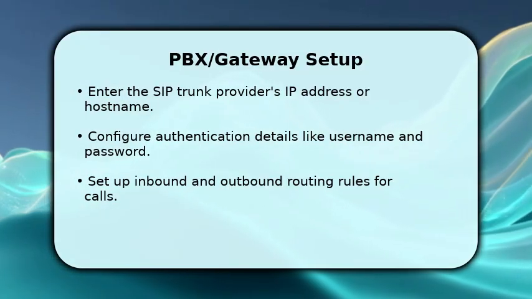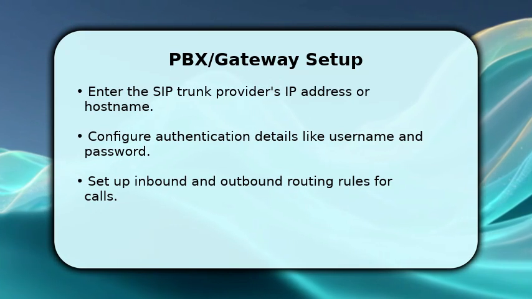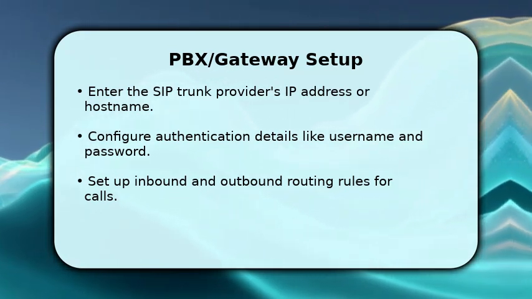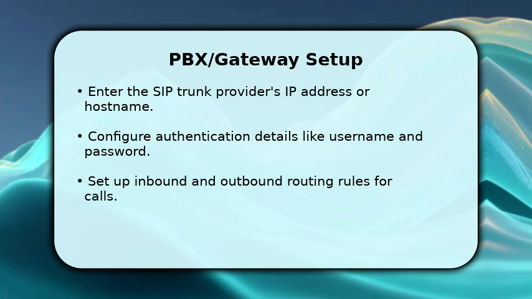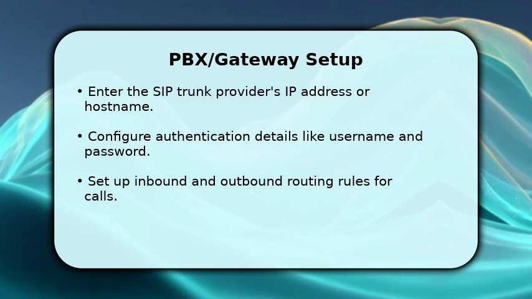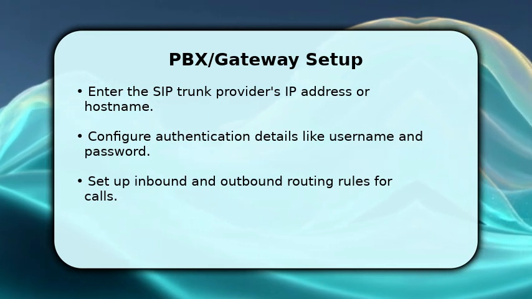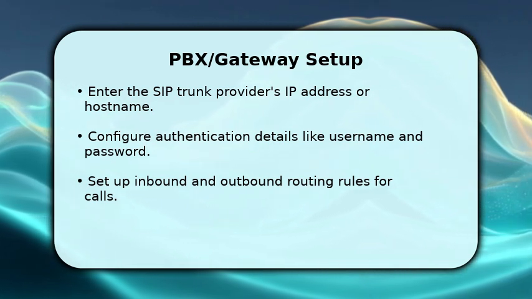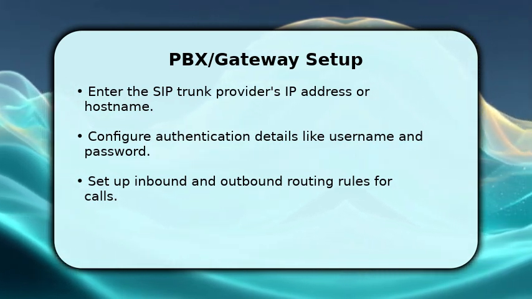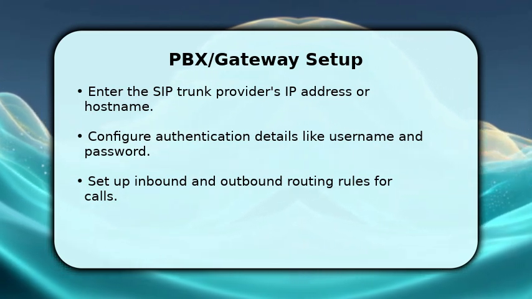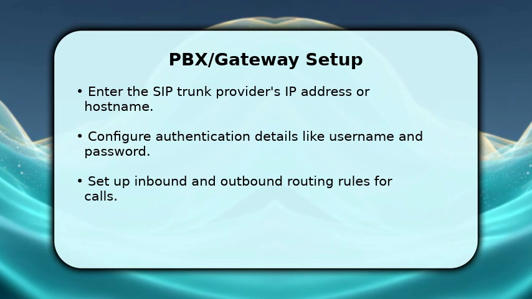Now, access your PBX or VoIP gateway's configuration interface. Navigate to the SIP trunk settings and input the provider's server address. Enter your assigned username and password for authentication. Then, define the number of concurrent calls your trunk supports. This ensures your system can handle the expected call volume without issues, establishing the connection to your provider.